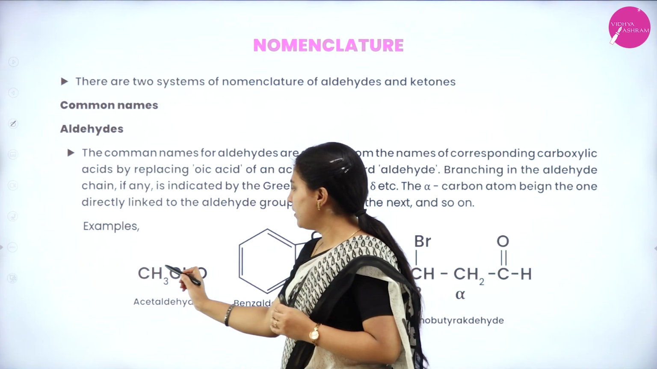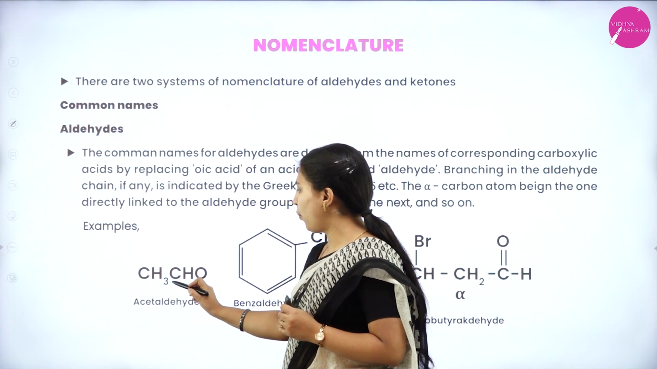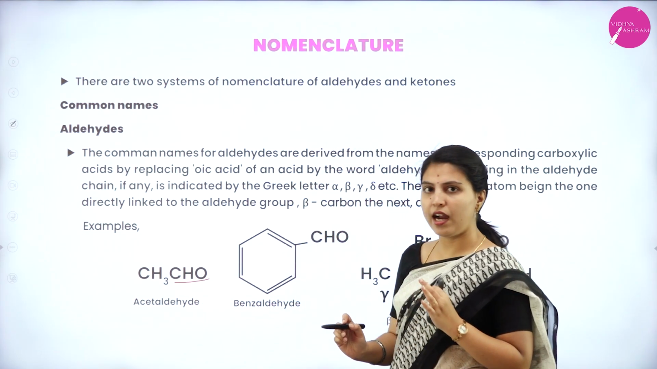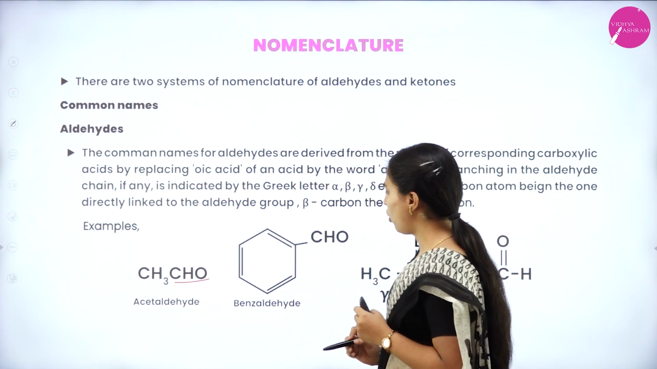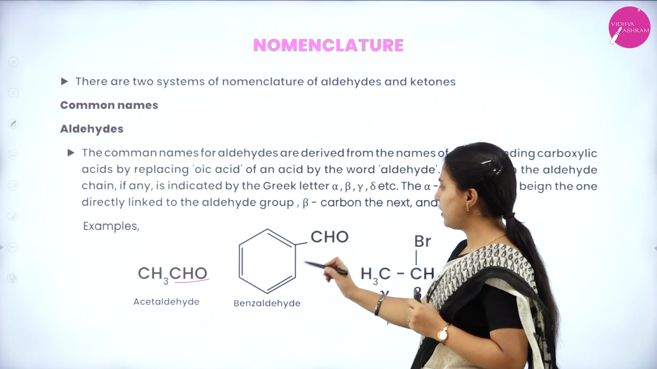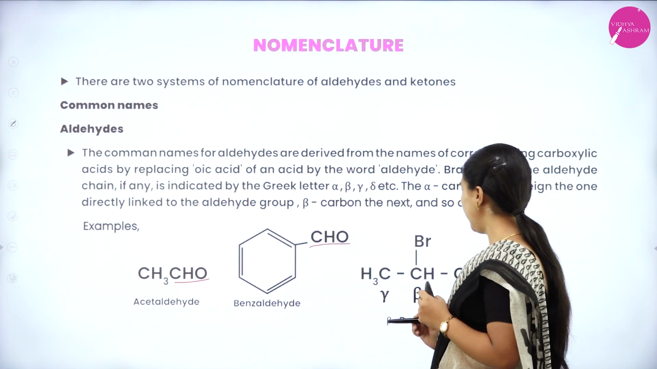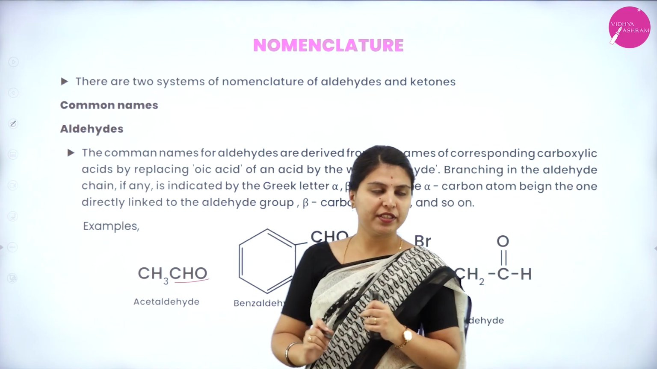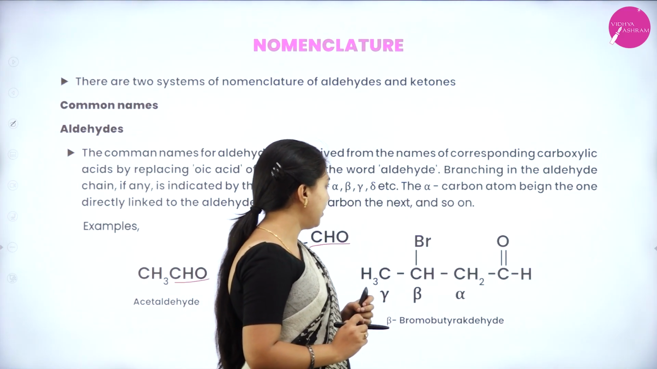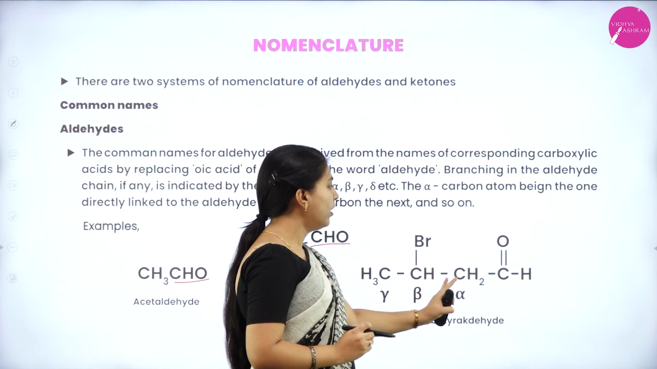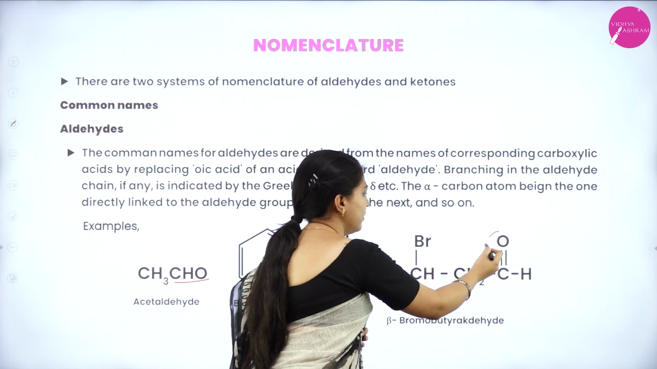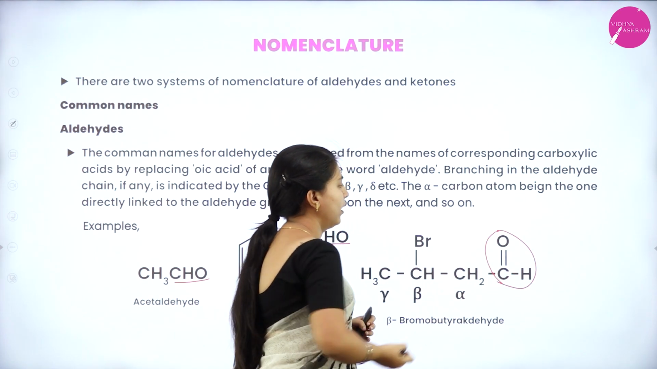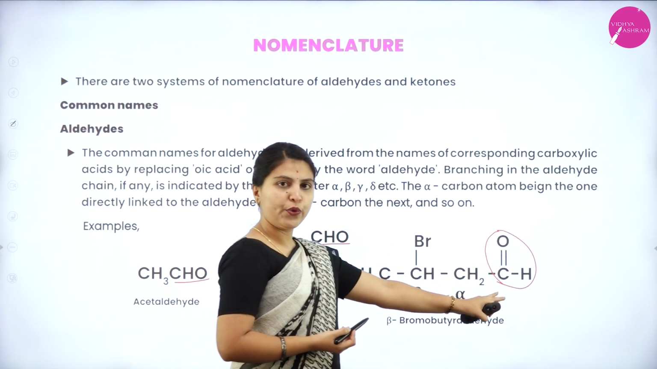See here, CH3CHO. Okay, this is the aldehyde functional group. So CH3CHO is acetaldehyde in common name. This is benzene with CHO, that is benzaldehyde. In this example, you may observe alpha, beta and gamma. Here, for the normal aliphatic group, the CHO is the overall aldehyde group.